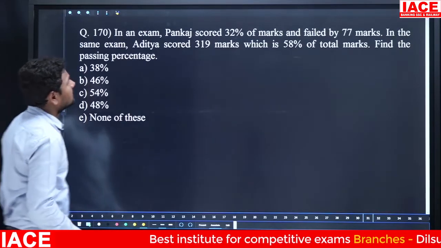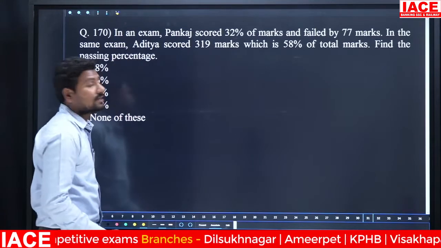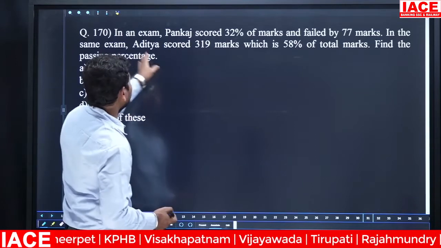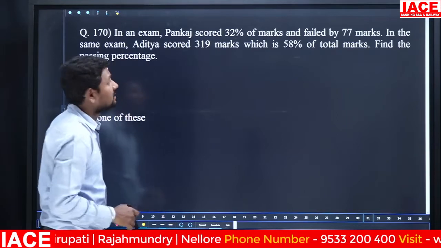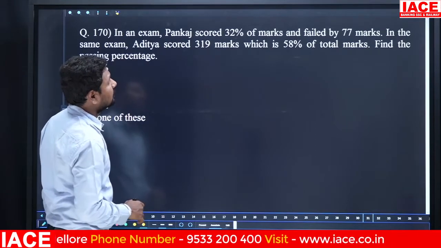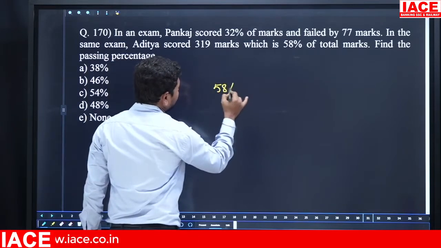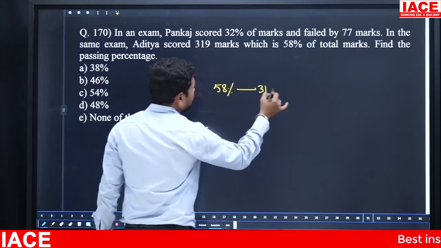Next, in an exam, Pankaj scored 32% marks and failed by 77 marks. And in the same exam, Aditya scored 319 marks, which is 58% of total marks. Find the passing percentage. Look, 58% is equal to 319.